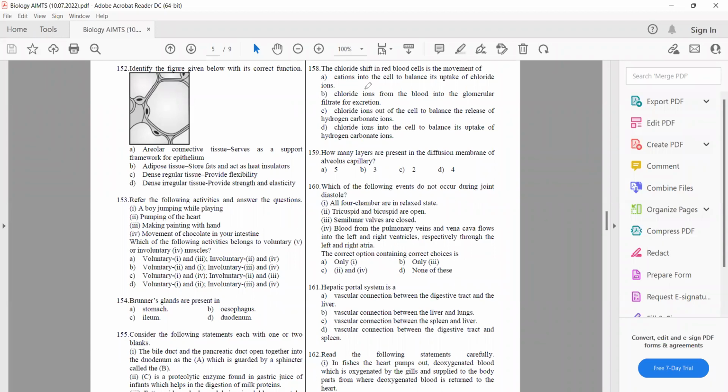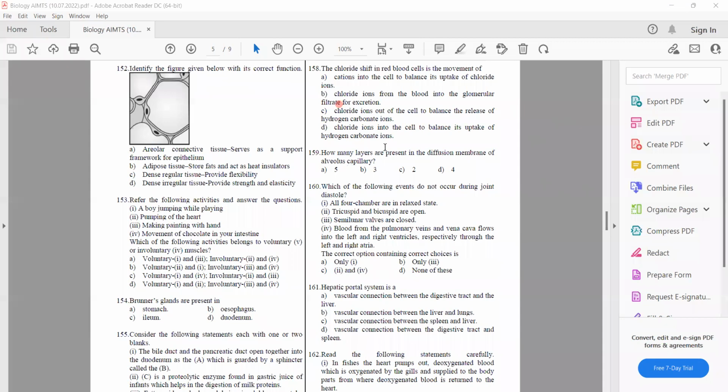When we talk about the chloride shift, we also call this Hamburger's phenomenon, right? The chloride shift takes place when the HCO3, hydrogen carbonate ions, diffuse out of the cell into the plasma, right? To compensate that, the negatively charged chloride ions shift into the RBC. So chloride ions move into the cells to balance the release of hydrogen carbonate ions.